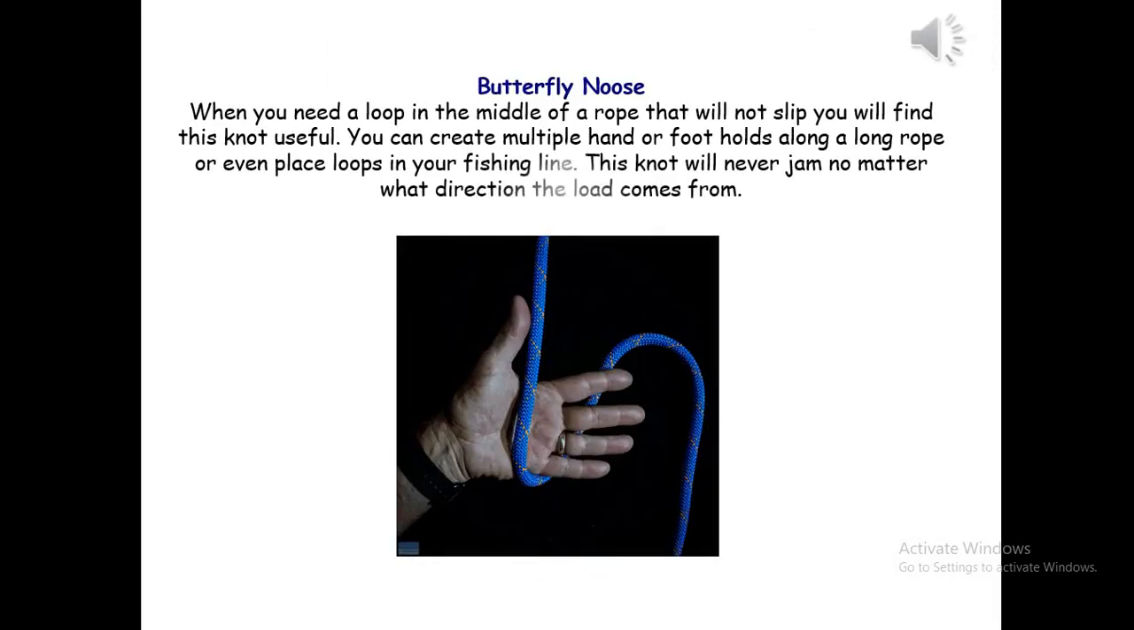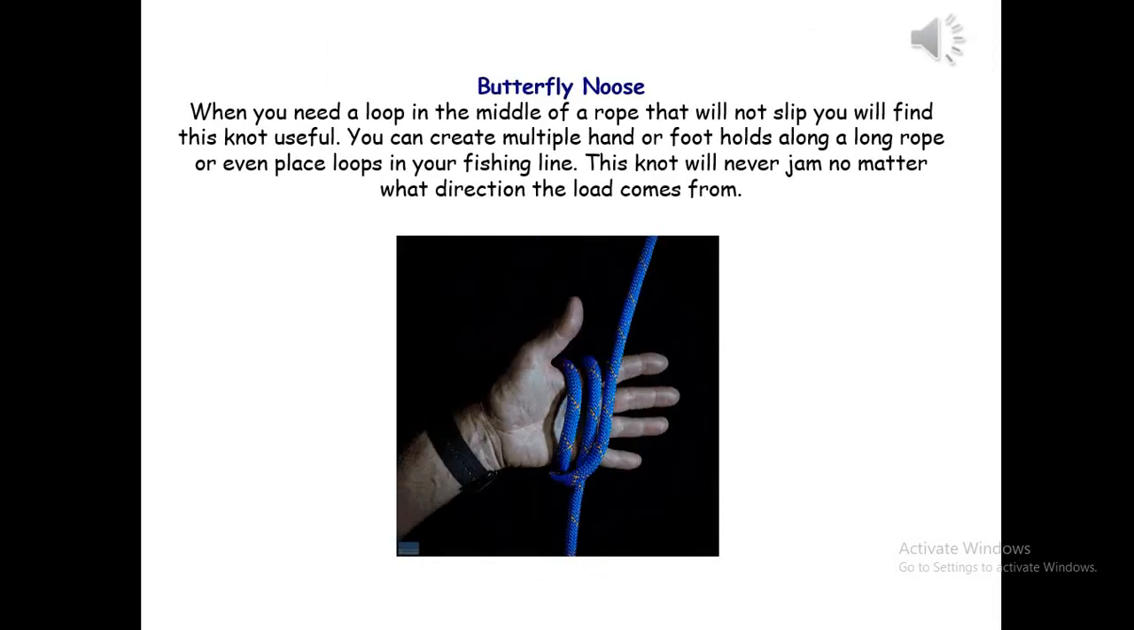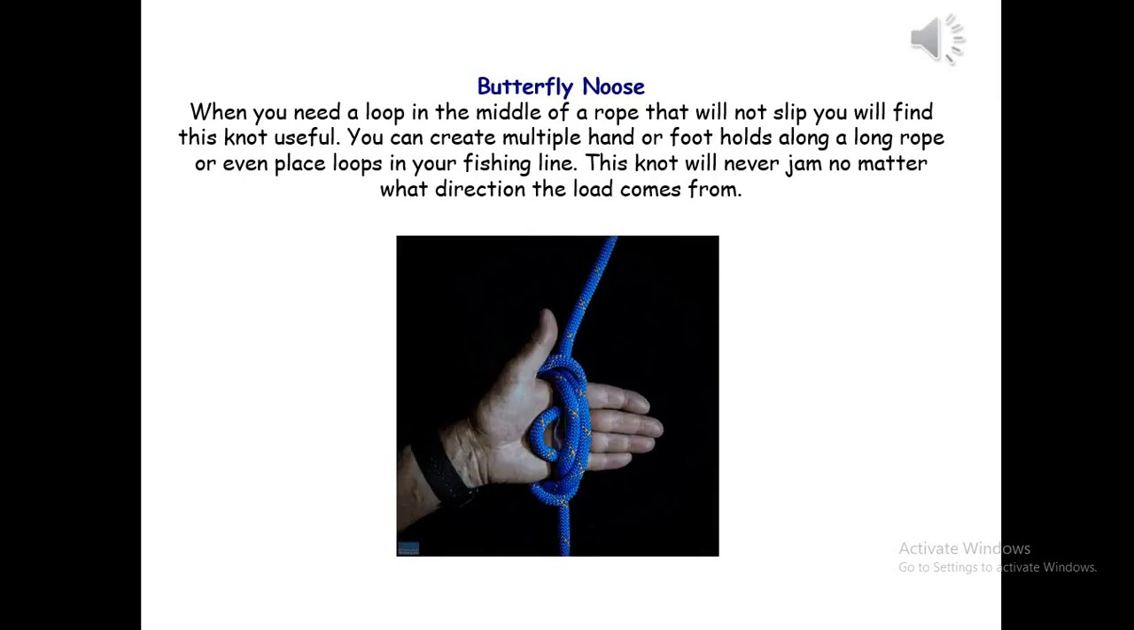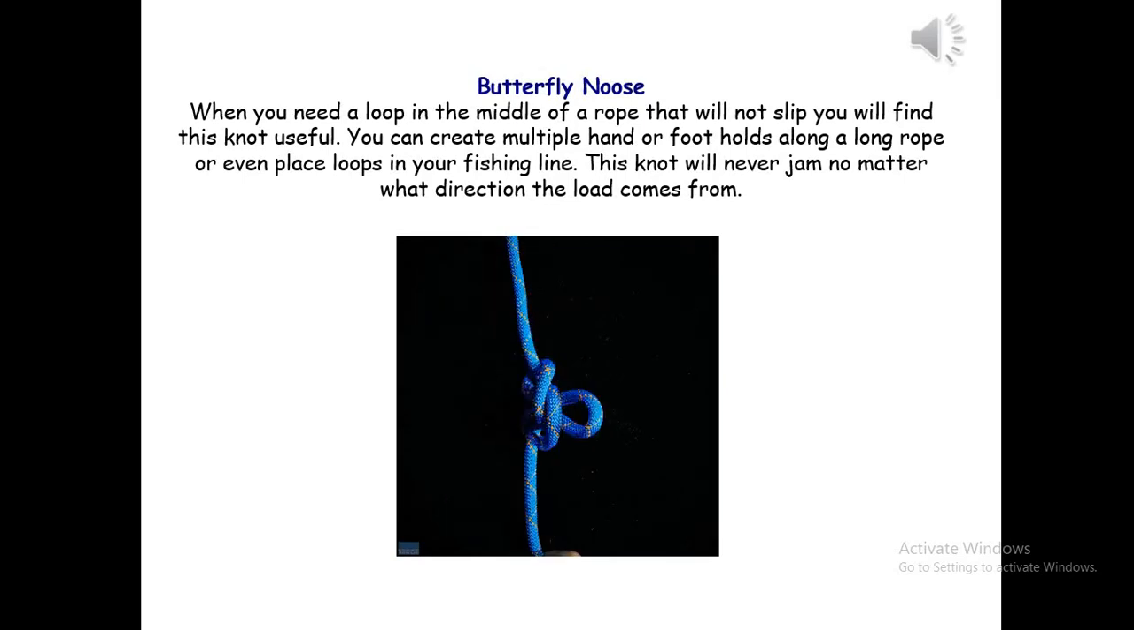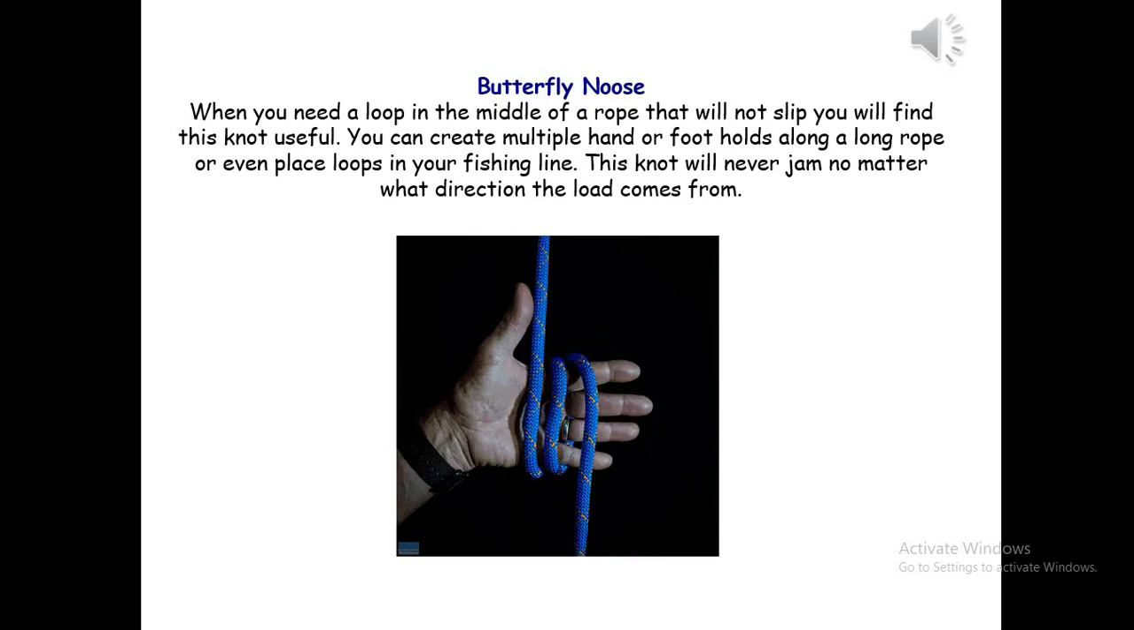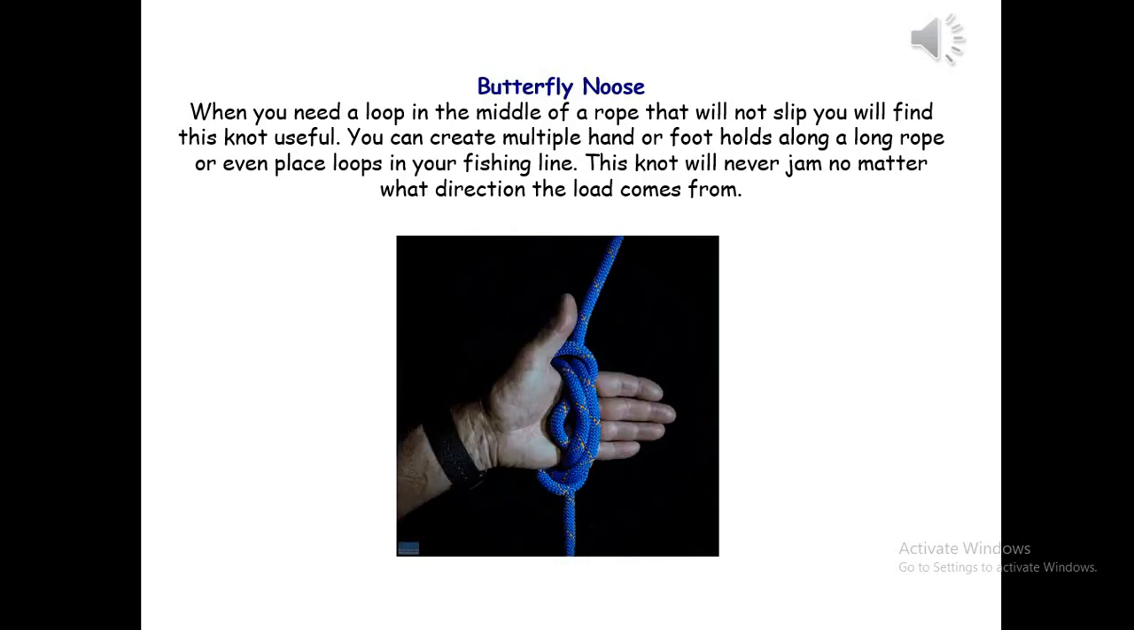Butterfly noose. When you need a loop in the middle of a rope that will not slip, you will find this knot useful. You can create multiple hand or foot holds along a long rope, or even place loops in your fishing line. This knot will never jam no matter what direction the load comes from.